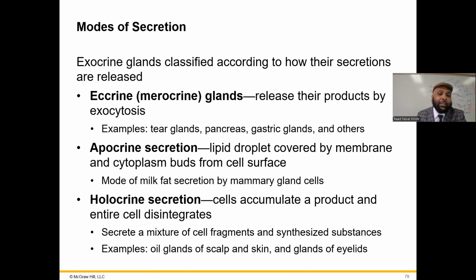The exocrine glands are classified according to how their secretions are released. You have the eccrine or merocrine glands. They release their products by exocytosis, and there are apocrine glands that secrete lipid droplets covered by membrane and cytoplasm that buds from the cell surface, and there are holocrine secretions, and these are cells that accumulate a product and the entire cell would disintegrate.